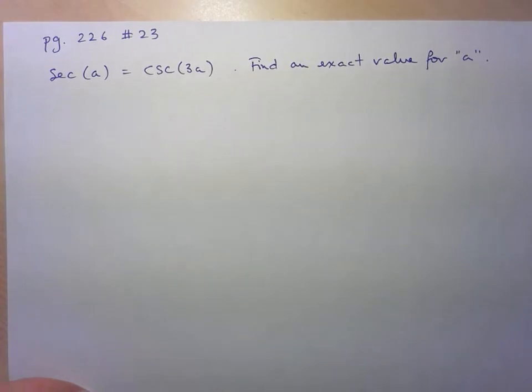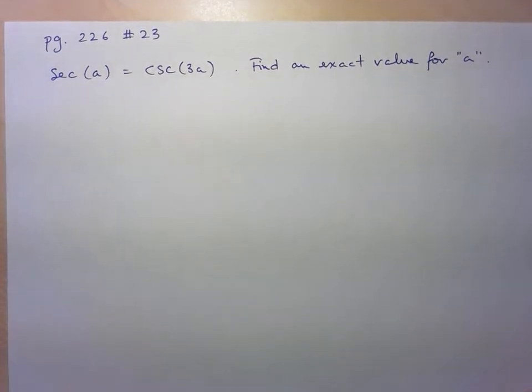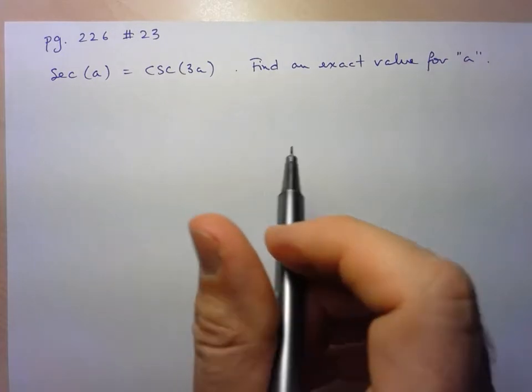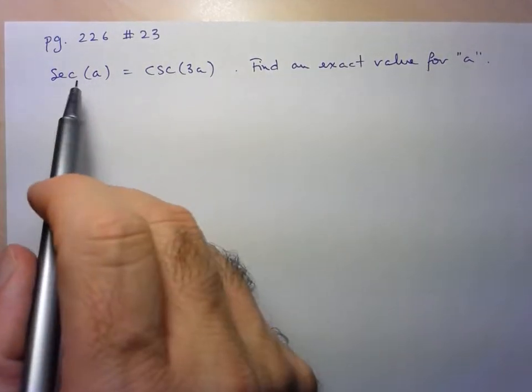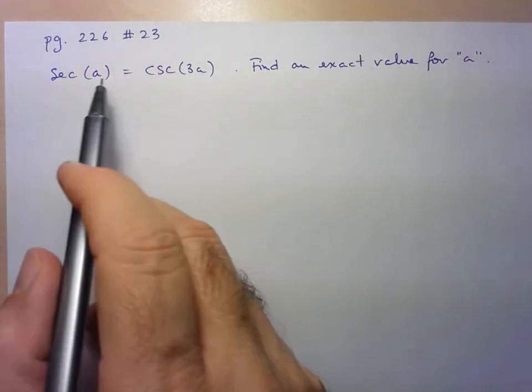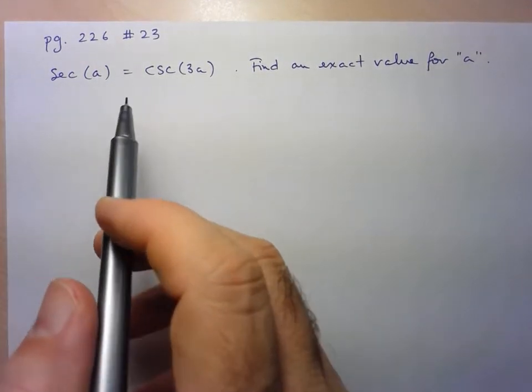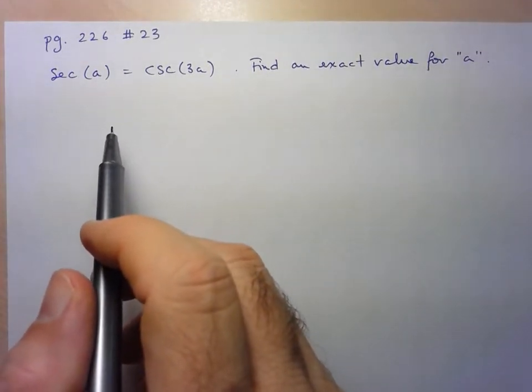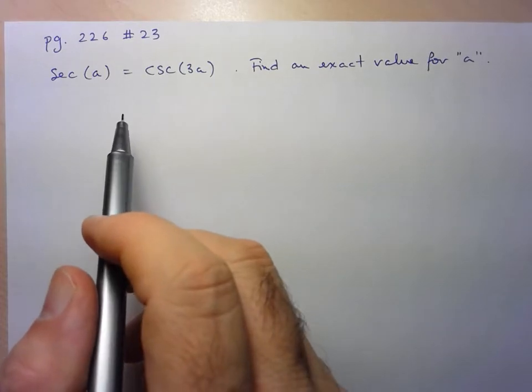Hi folks, we're going to take a look at number 23 from page 226. Here they want us to find an exact value for A that solves this equation. Given the type of equation, there are probably infinitely many solutions, but I'm going to see if I can actually find two of them instead of just one.